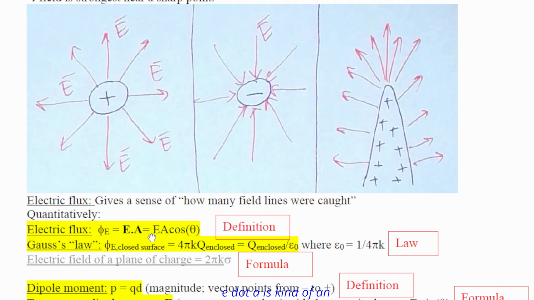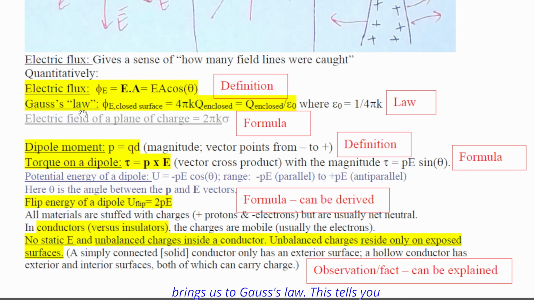E dot A is kind of an abbreviation for EA cosine theta. And this too is an example of a definition. So E and A are already defined. We are combining them to define a new physical quantity, and that's the electric flux. This now brings us to Gauss's law.